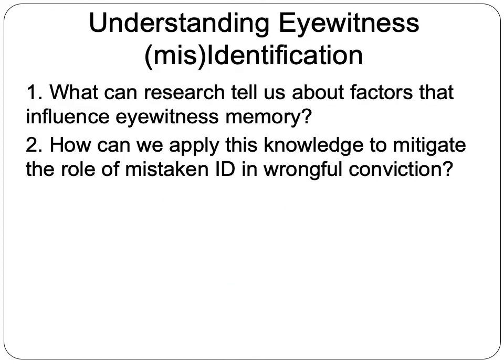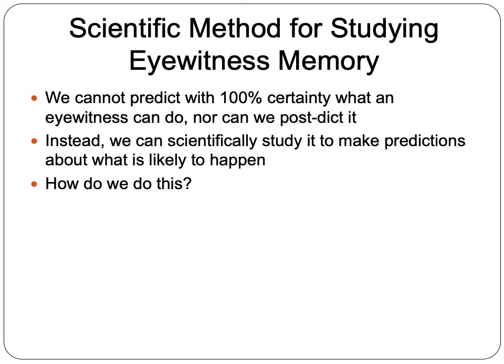Now, in understanding eyewitness misidentifications, we ask ourselves a couple questions. What can research tell us about factors that influence eyewitness memory? And how can we apply this knowledge to mitigate the role of mistaken IDs in wrongful convictions? Well, to start out, we should use the scientific method for studying eyewitness memory. And this is critically important, all right? Criminologists and psychologists and sociologists use the scientific method and therefore are conducting science in determining all of these things. Some people might have an initial pushback on false confessions or anything that we talk about in this course, or about whether or not social science is actually science. We're using the scientific method, which therefore makes it a science.